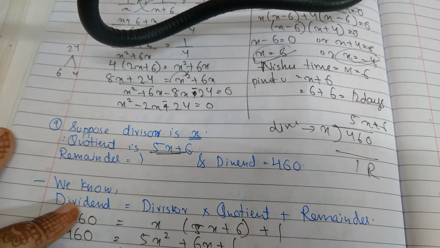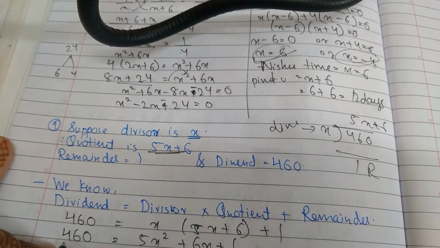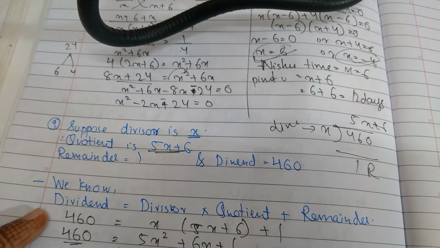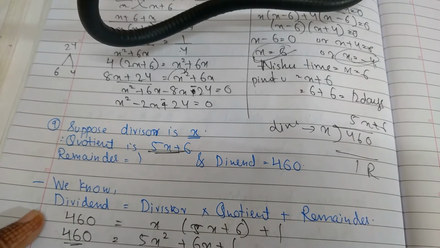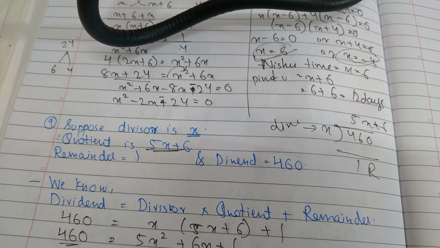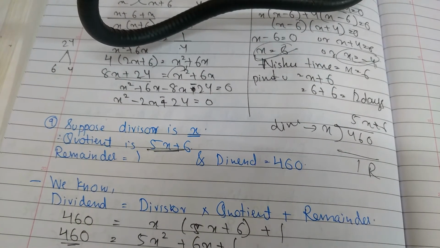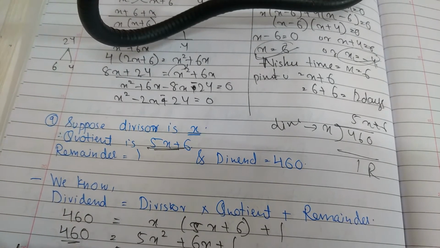So 5x square plus 6x plus 1 minus 460 is equal to 0. I have shifted this towards RHS. So our equation becomes 5x square plus 6x minus 459 is equal to 0. Alright, now student, the factors of 459 we cannot get easily. So we will solve this by formula.